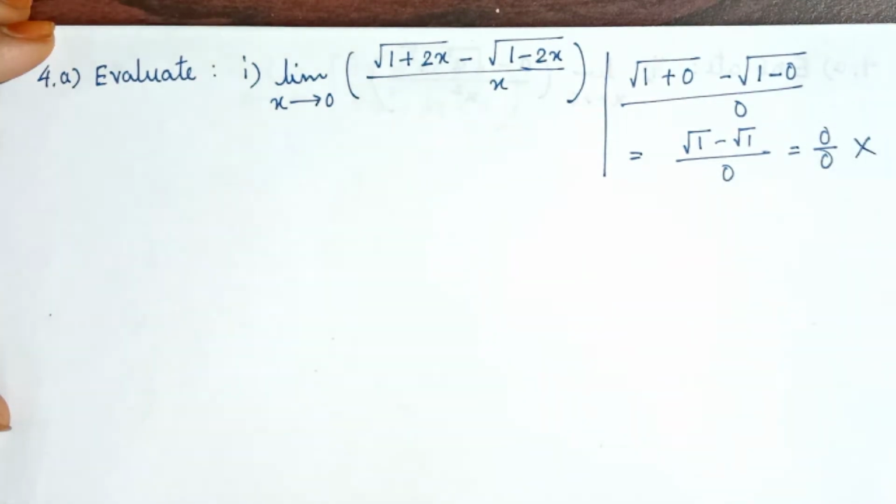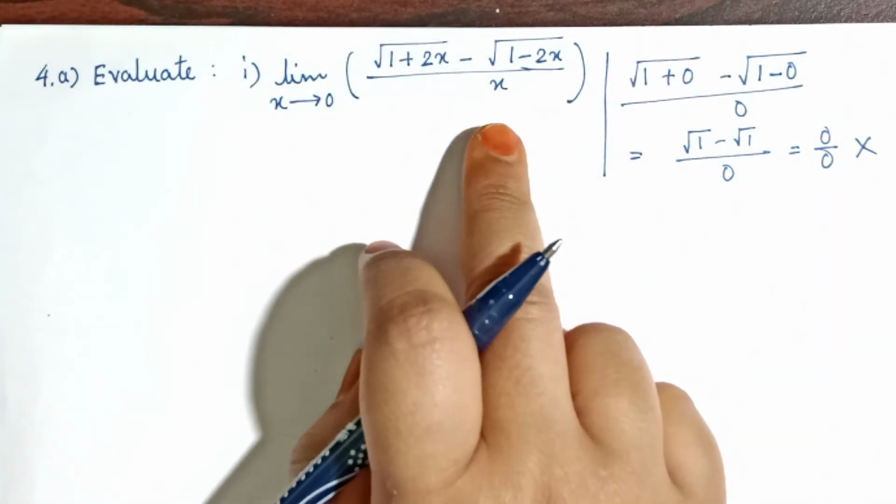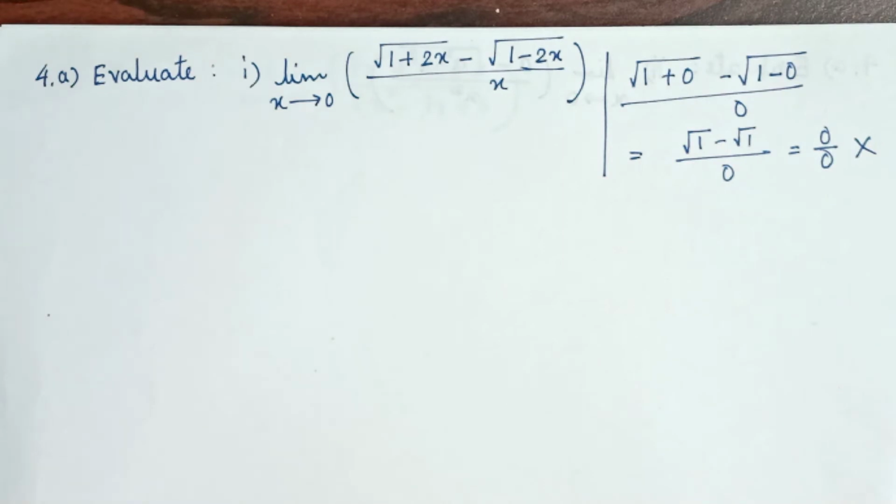Now in case of a function, this is not acceptable. We cannot get a value which is 0 by 0, or you can say that 0 divided by 0 is not acceptable. That's why we cannot directly use x tends to 0, that means x equal to 0, here. First of all, we have to remove this term divided by x, then only can we substitute the value x equal to 0.